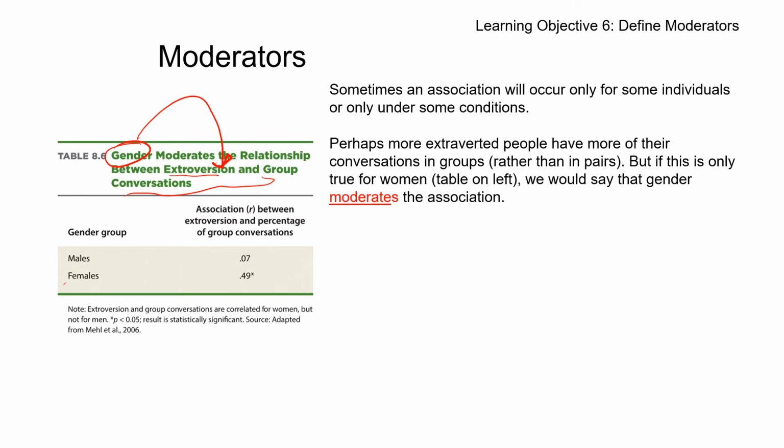that only in female individuals was the relationship significant. It was not significant in male individuals. So in males, there is no relationship. There is no correlation between extroversion and group conversations. In females, there is a relationship or a correlation between extroversion and group conversations. So that makes gender a moderator in this case. So gender moderates the association between extroversion and group conversations.